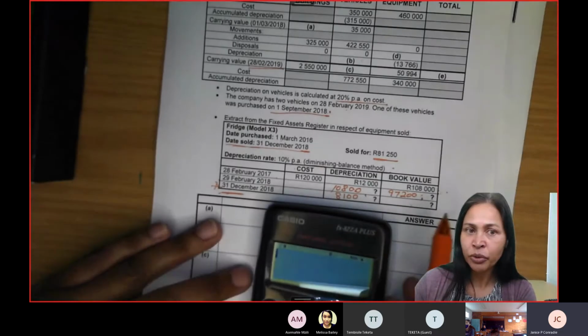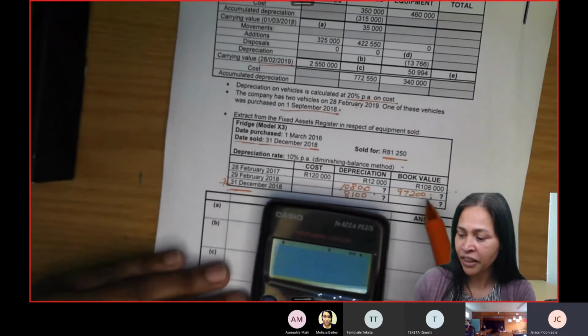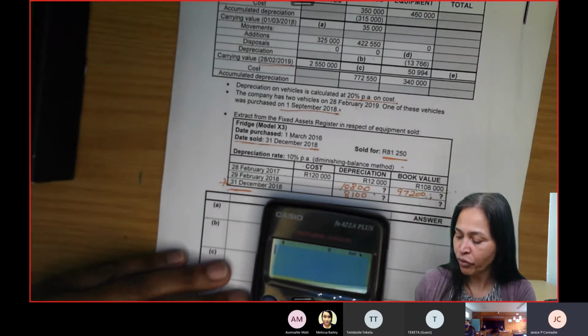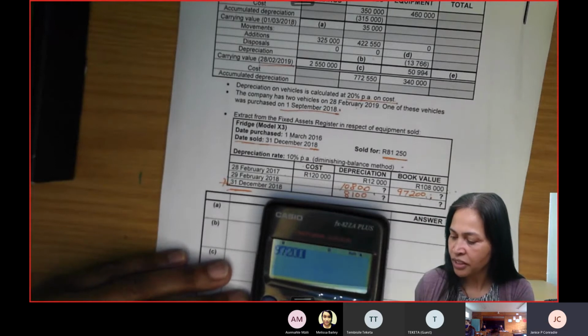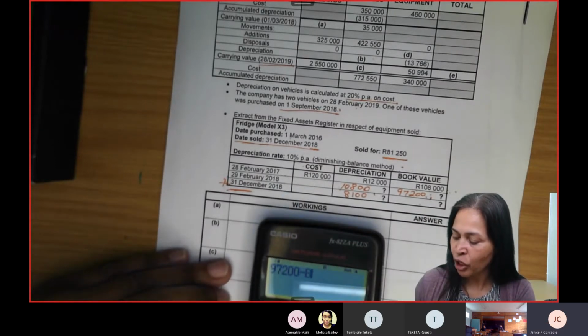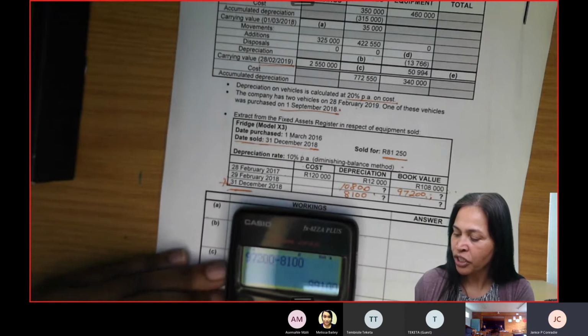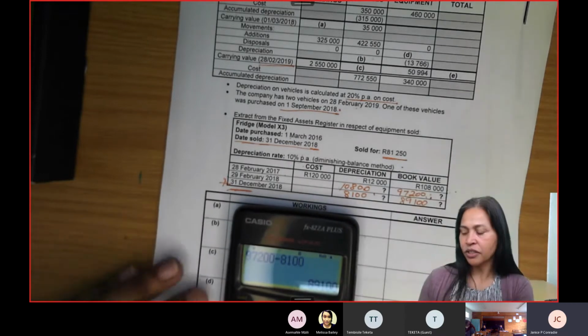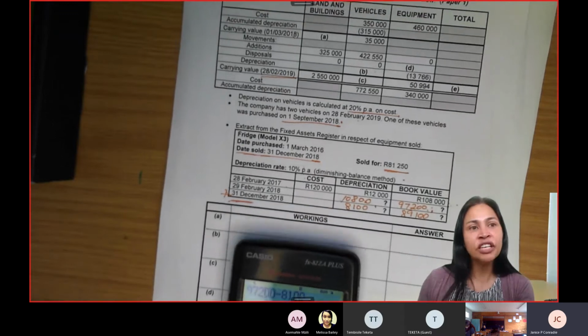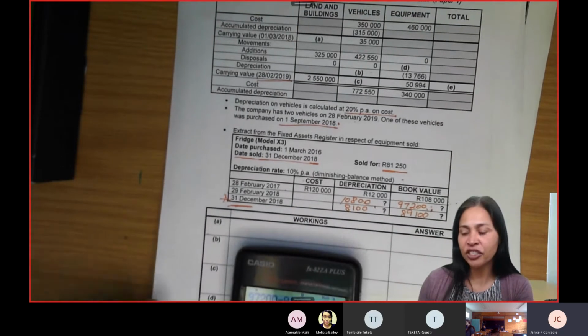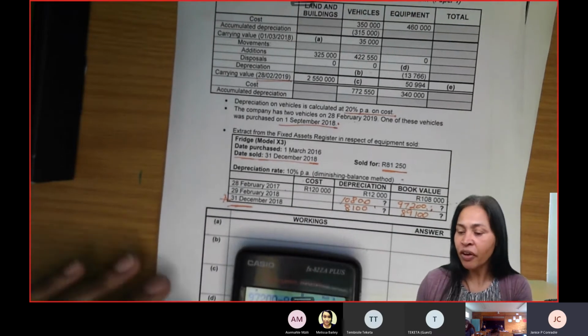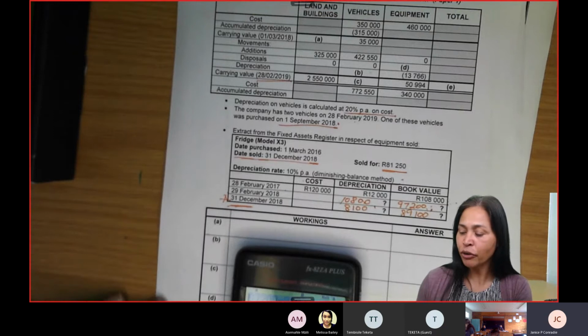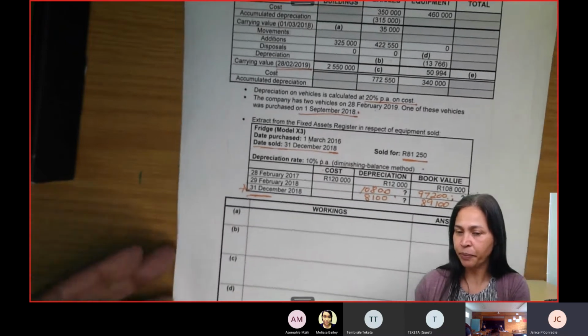Now I'm going to do it slightly different to what you might have done. I have my book value of 97,200 minus my last depreciation amount, 89,100. So your calculations for your fixed asset register are done. Let's now have a look at how to find A.